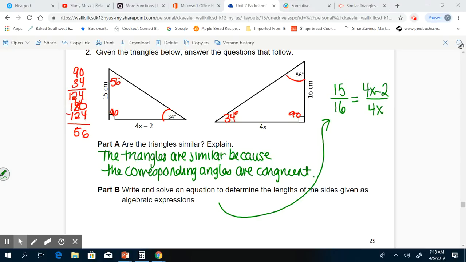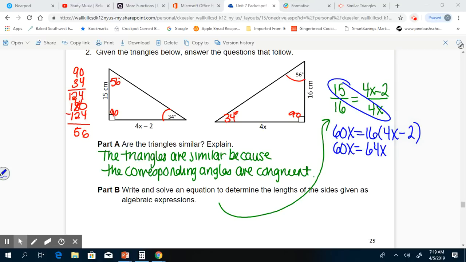So just like we did with other proportions, we're going to cross multiply first. So we have 15 times 4x. 15 times 4 is 60, so we have 60x equals 16 times 4x minus 2. So I'm going to write that this way so you see it, because that means I'm going to have to distribute. So we have 60x equals 16 times 4x is 64x. 16 times negative 2 is negative 32.